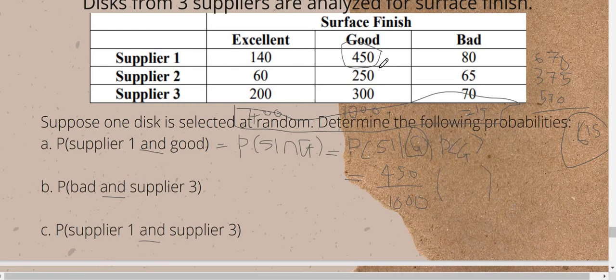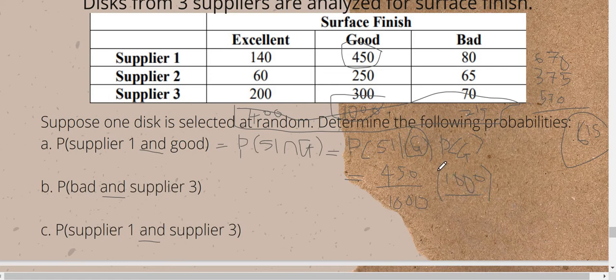PG means the probability of good. Okay, 450 is not the probability of good. 450 here is the probability of supplier 1 given good. You want the probability of good only, so the probability of good is this, 1000. Yes, 1000 is the value of the good. Sorry class, my bad, my handwriting is so bad here. I hope that you understand, or you can just listen to my voice.